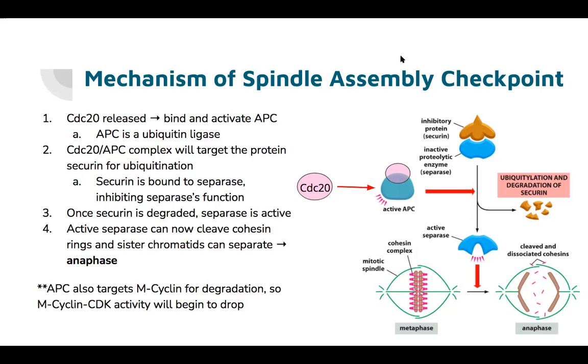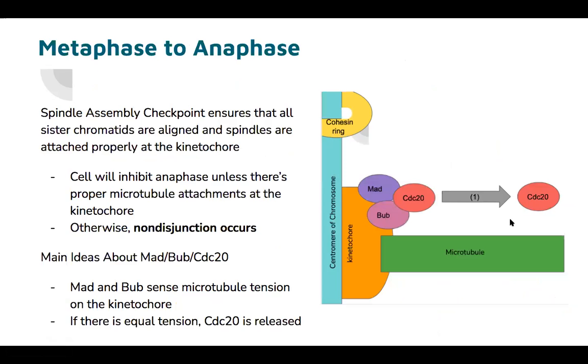Yeah, I have a quick question. So you just said that active APC will also target M cyclin, to degrade it? M cyclin. Okay. And then another thing was, CDC20 is kind of released by MAD and BUB sensing the tension.